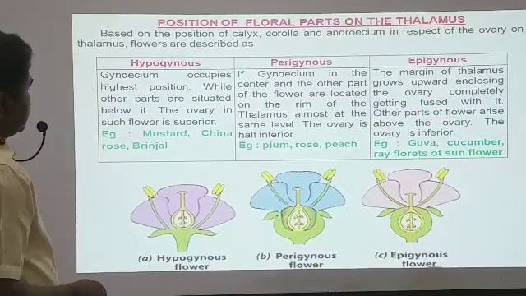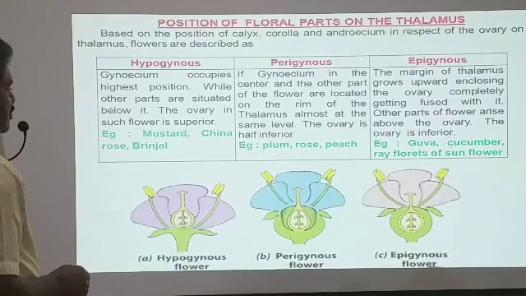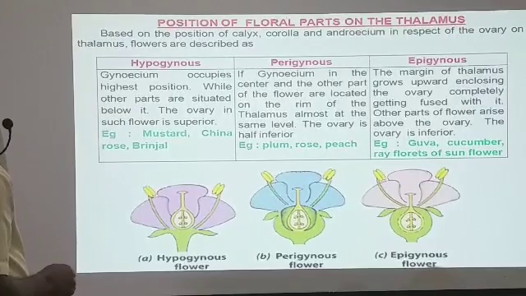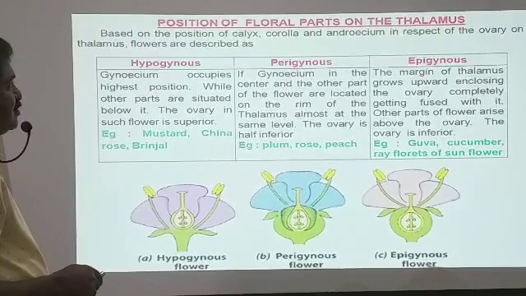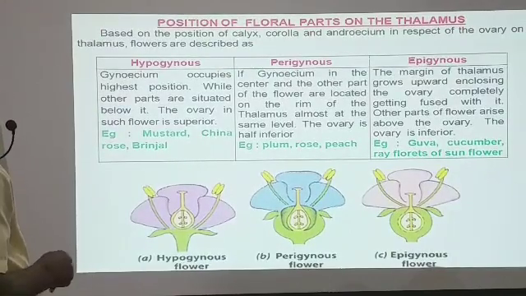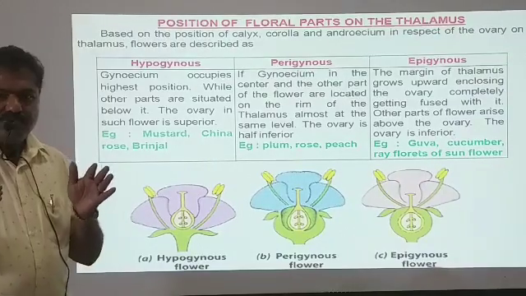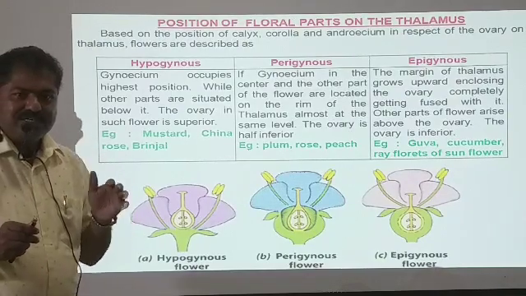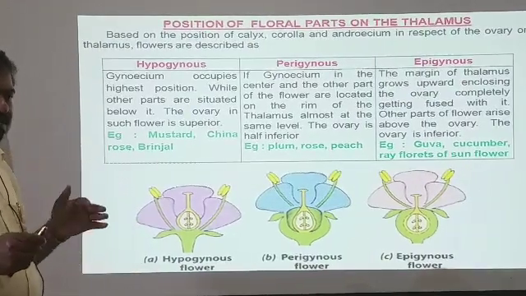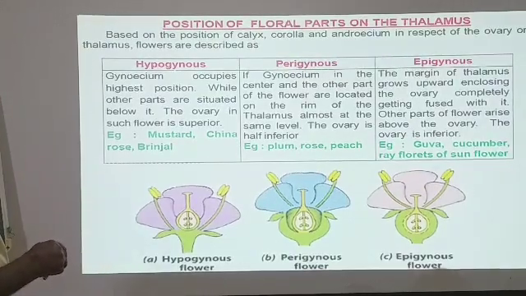The next one is the position of the floral parts on the thalamus region. Based on the position of the calyx, corolla and androecium in respect of the ovary on the thalamus, that is, where exactly the ovary is situated, flowers are classified into hypogynous, perigynous and epigynous.